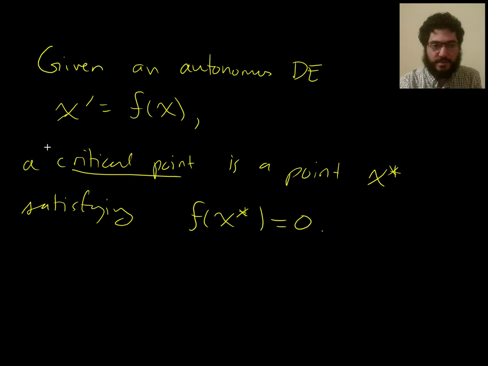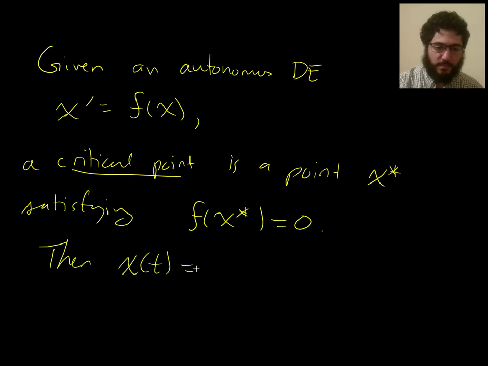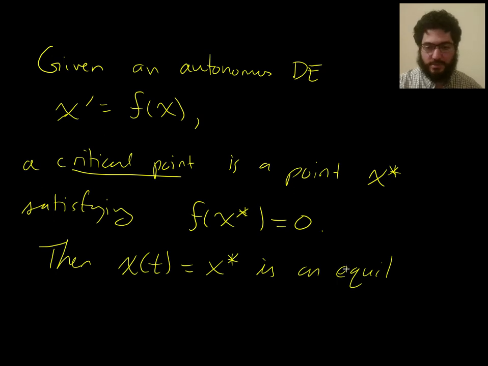And the significance of these is that when x star is a critical point, you get an equilibrium solution. So then x of t equals x star becomes an equilibrium solution. Equilibrium just means constant. So here x star is a constant, and I'm saying x of t equals x star for all t. X is not changing in time.